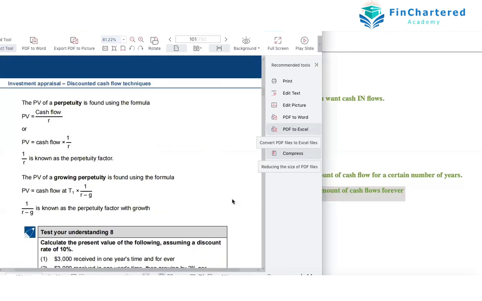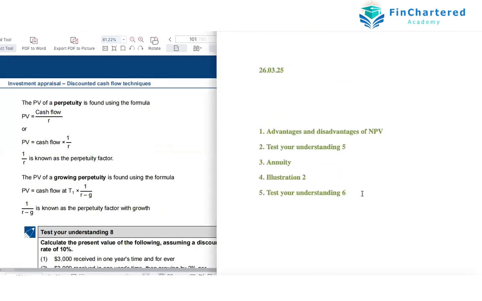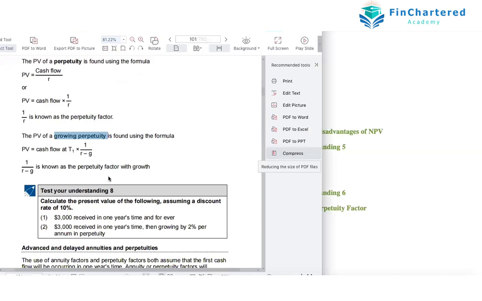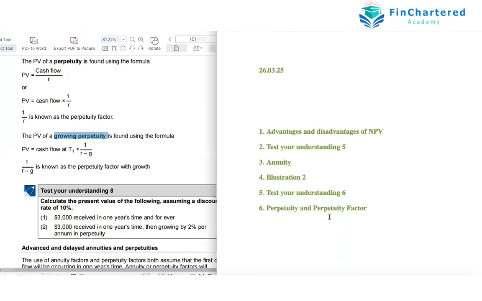Now we will look at the present value of a perpetuity. We have something known as a perpetuity factor, and the perpetuity factor is very easy. First of all, you need to know what a perpetuity is. Then you need to know what the perpetuity factor is. Perpetuity factor is 1 divided by R. Again, ignore growing perpetuity, forget it. As of now, our life is easy. Perpetuity is an amount that you receive every year forever.